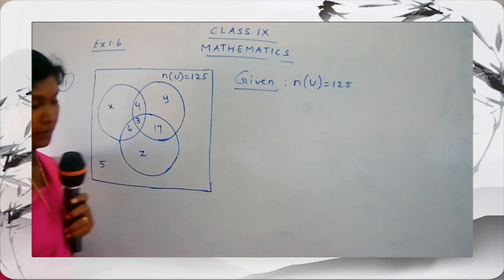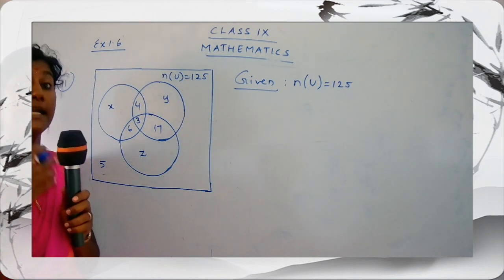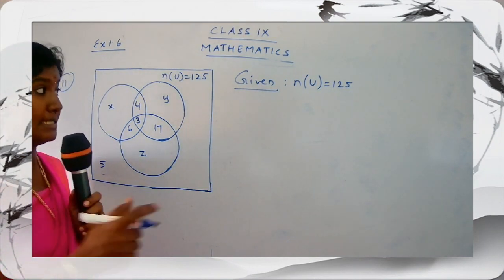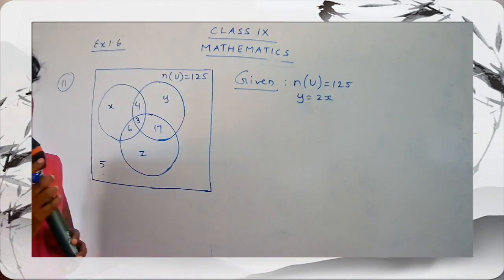This is given. Next, y is 2 times of x. What is the value for y? Y is 2 times x. What is the meaning of times? It means multiplication. Y is equal to 2 into x. So I can write it as 2x.